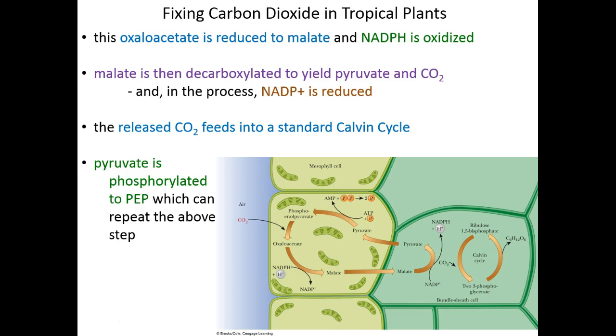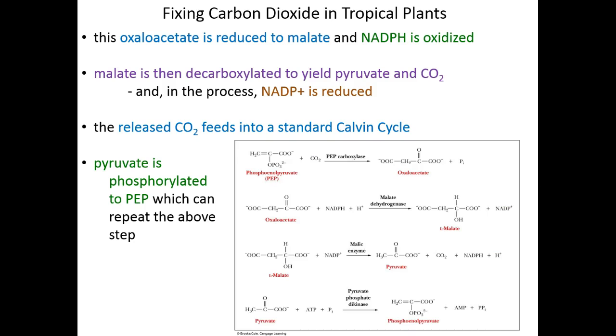Pyruvate is then phosphorylated back into PEP, and that PEP is ready to accept the next cargo of carbon dioxide and become oxaloacetate once again. So this C4 pathway is actually a C4 cycle. It goes from PEP to oxaloacetate. Oxaloacetate is essentially a carbon dioxide carrier in this case.